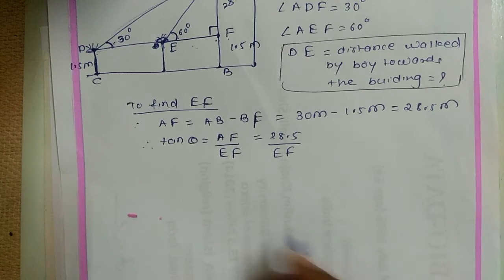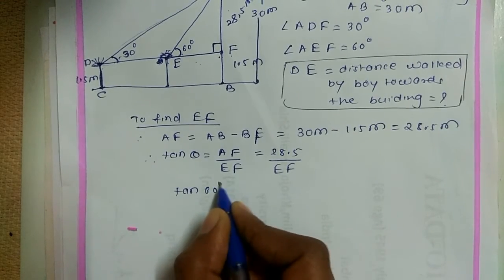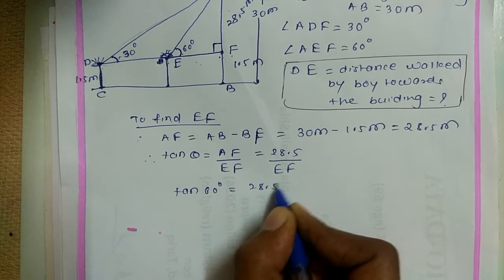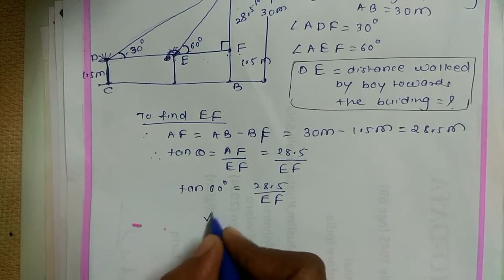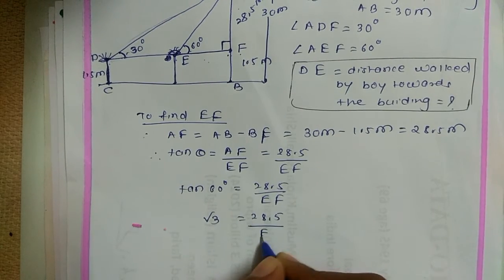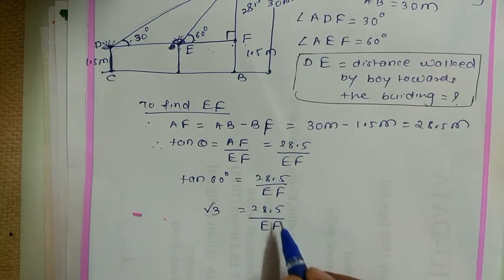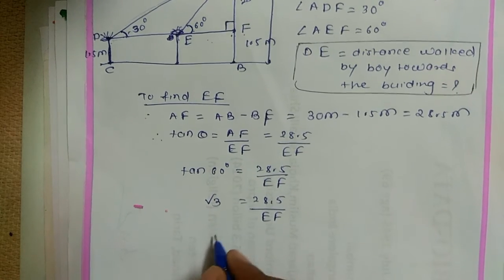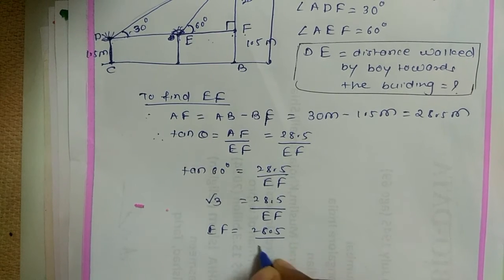So we'll put here the values. Tan theta, theta is tan 60 degrees equals 28.5 upon EF. So tan 60 you should know, that is root 3, equals 28.5 upon EF. So EF we need to find out. So bring this EF this side and root 3 this side. So EF is equal to 28.5 divided by root 3.